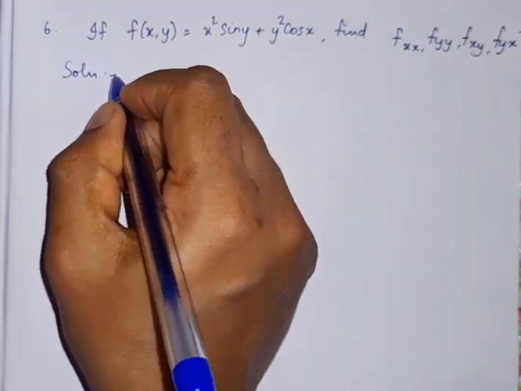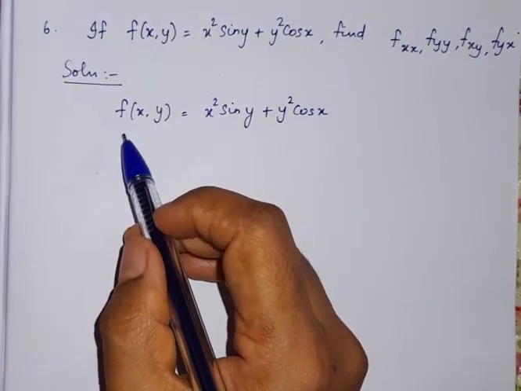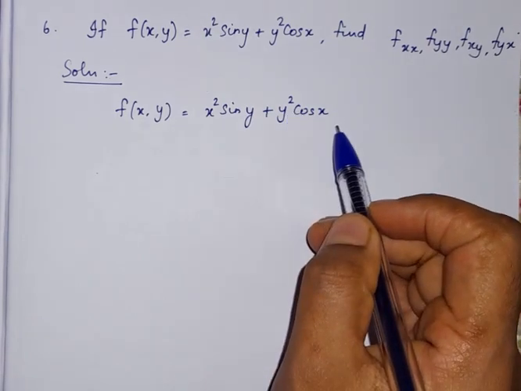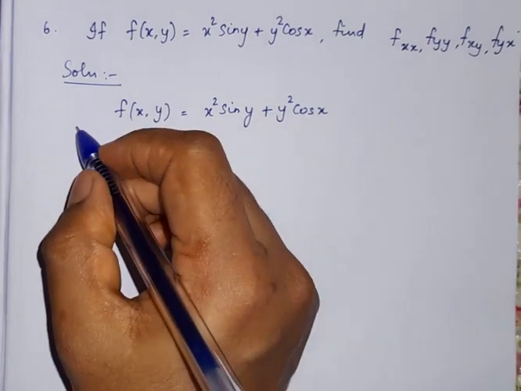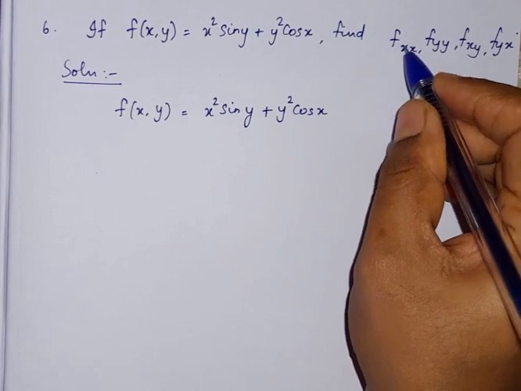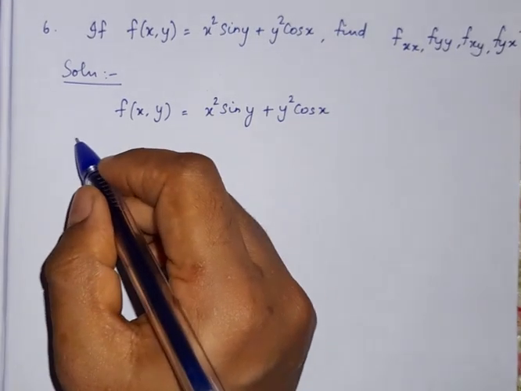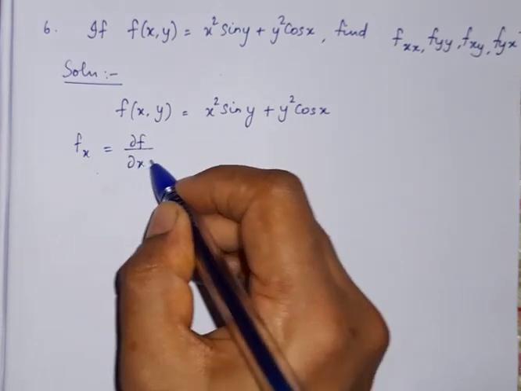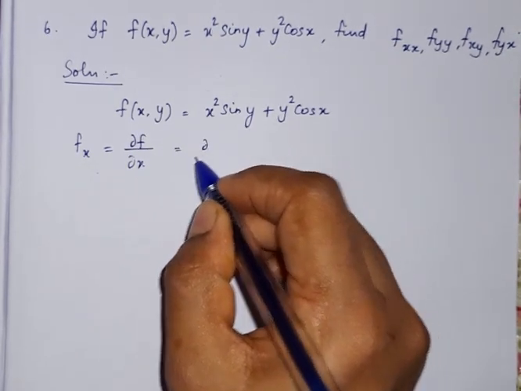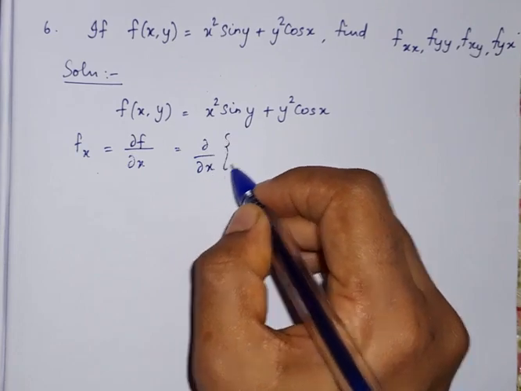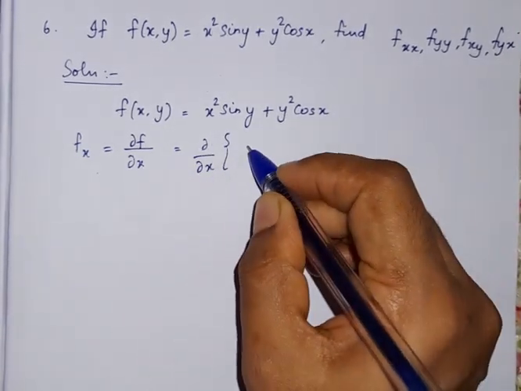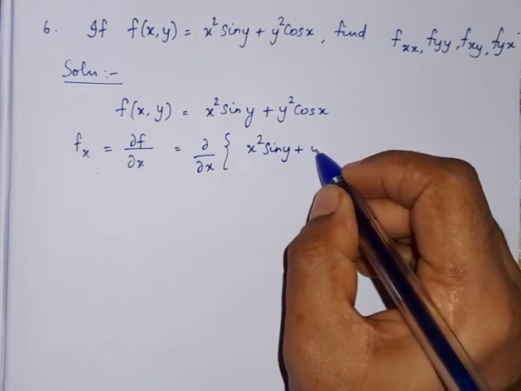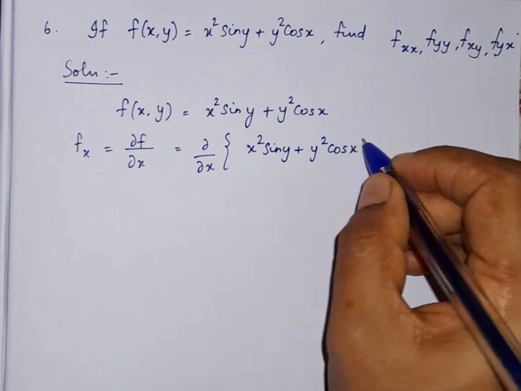Solution: f of x comma y is equal to x square sin y plus y square cos x. To find fxx, you need to find fx first. So what is fx? Fx is dou f by dou x. So you have to differentiate this f value with respect to x. So dou by dou x of x square sin y plus y square cos x.